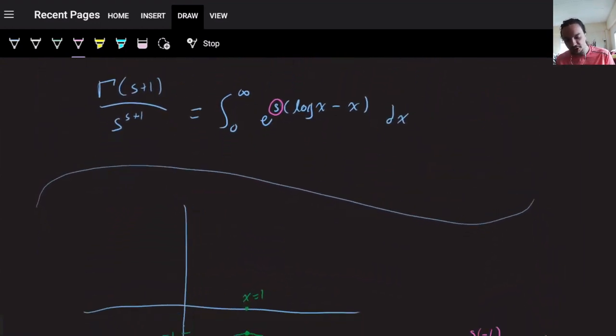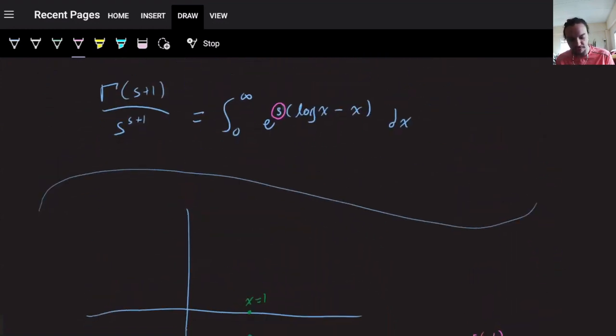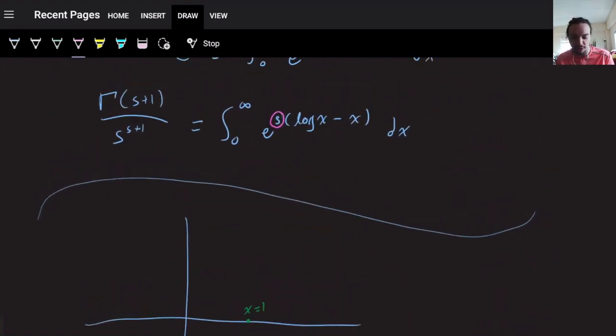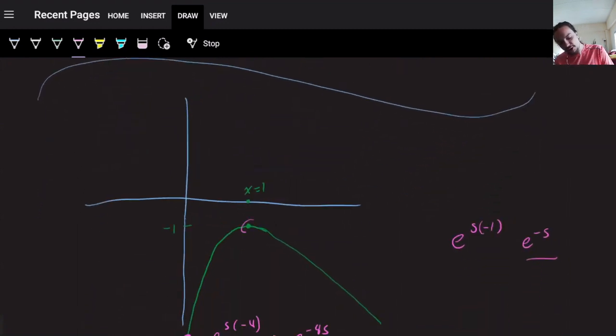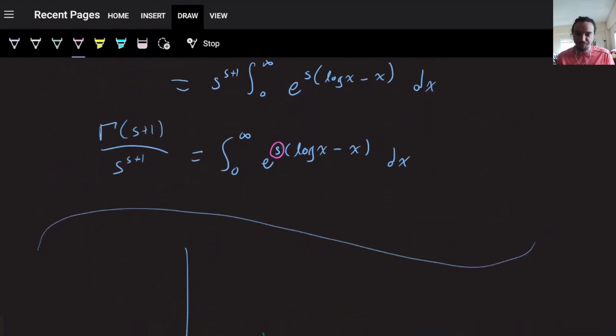So this is where the idea comes from. It comes from this idea that if you take e to a large negative number, then we get something very, very small. Okay? And so this tells us that maybe we just care about what's going on near the maximum. And so that's what the method of steepest descent tells us.